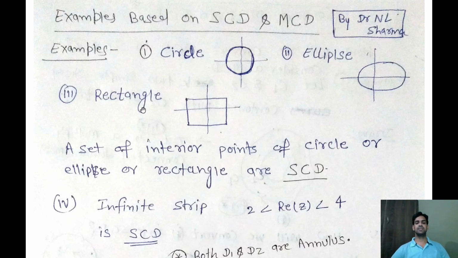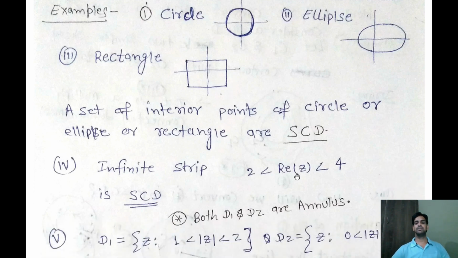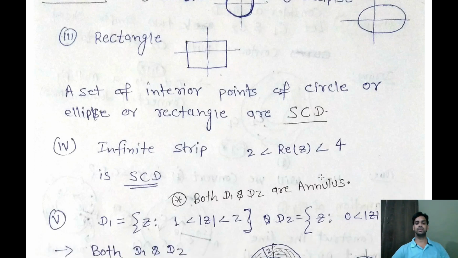Circle, ellipse and rectangles we are taking. A set of interior points of a circle or ellipse is a simply connected domain. How? If we take any simple closed contour inside this region, we can shrink that closed contour to a point, and that point lies inside that domain. That point will not go outside the domain. Another example, an infinite strip: we take 2 less than mod z less than 4. This is also a simply connected domain.